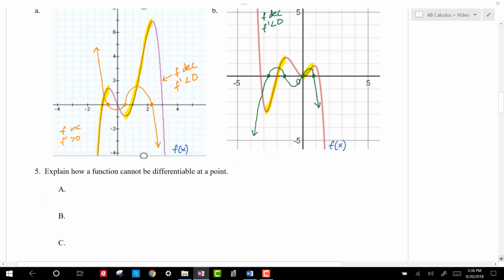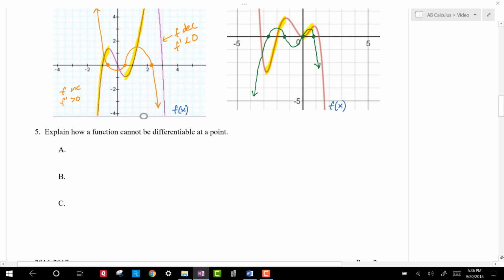All right, the next part says, explain how a function cannot be differentiable at a point. Okay? So there's a couple of things you want to remember about differentiability. Differentiability implies continuous, or continuity. All right? Therefore, if we take the contrapositive of that, not continuous implies not differentiable.